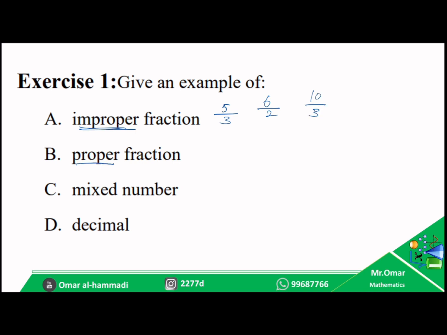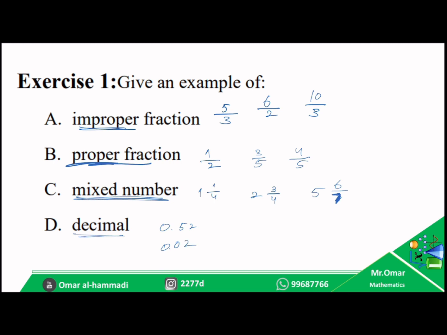Proper fraction. Give us an example of a proper fraction. For example, we have 1 over 2, 3 over 5, 4 over 5. So when the numerator is less than the denominator, البسط أصغر من المقام. Mixed number, for example, 1 and 1 over 4, 2 and 3 over 4, 5, 6 and 7. So this is the mixed number. What about the decimal? For example, 0.52, 0.02. This is the meaning of the decimal.